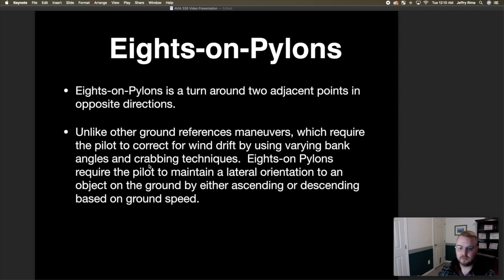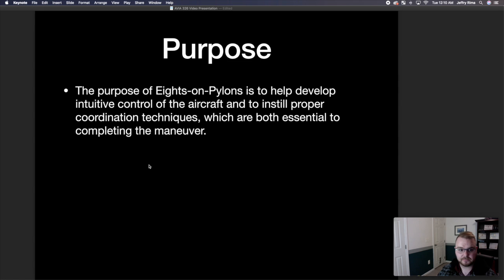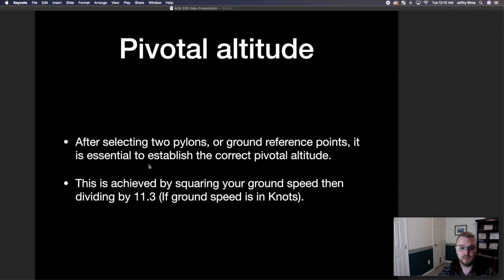8-zone pylons is a turn around two adjacent points in opposite directions. Unlike other ground reference maneuvers, which require the pilot to correct for wind drift by using varying bank angles and crabbing techniques, 8-zone pylons require the pilot to maintain lateral orientation to an object on the ground by either ascending or descending based on ground speed. The purpose of 8-zone pylons is to help develop intuitive control of the aircraft and to instill proper coordination techniques, which are both essential to completing the maneuver.